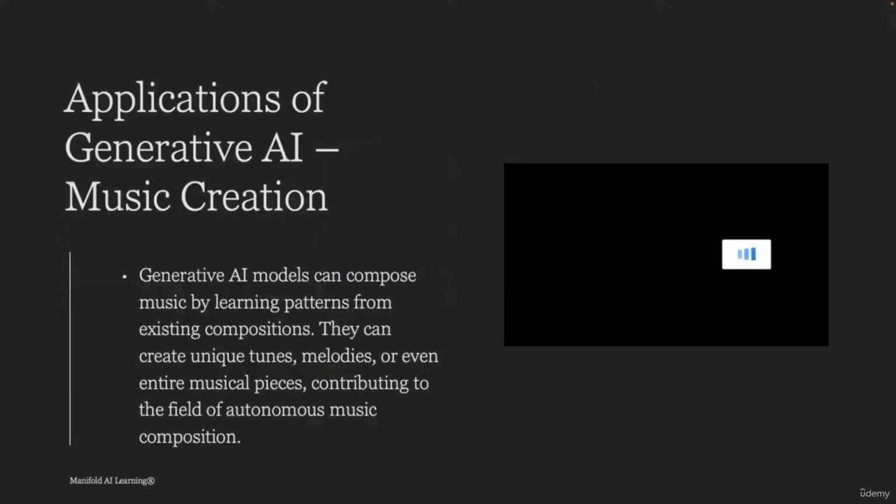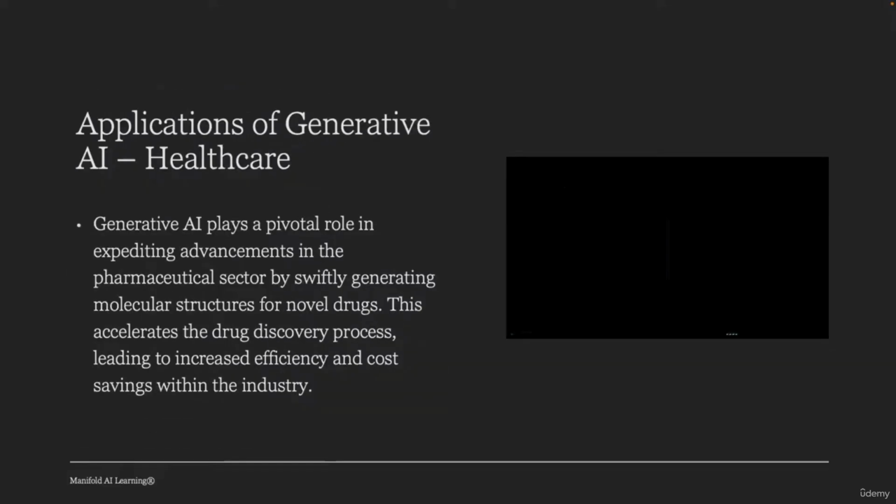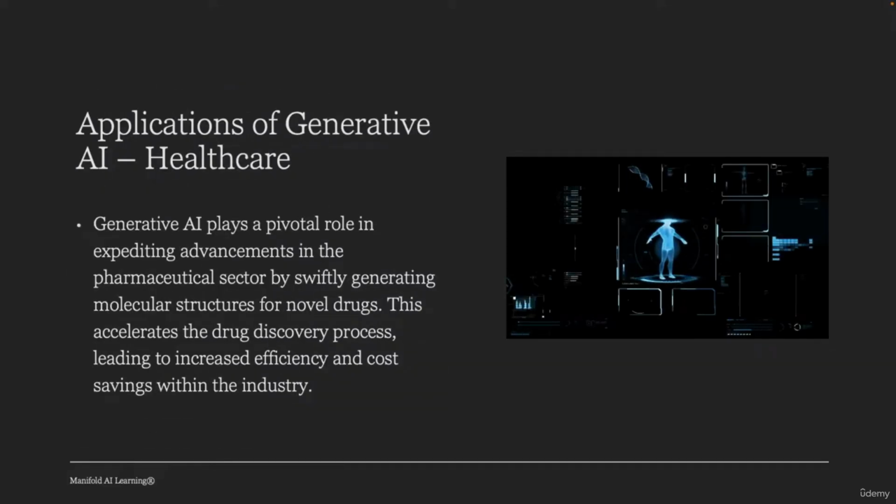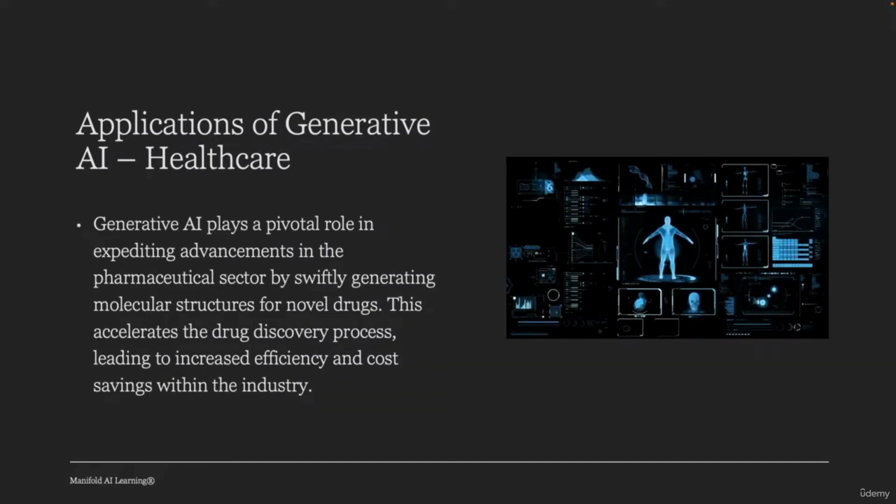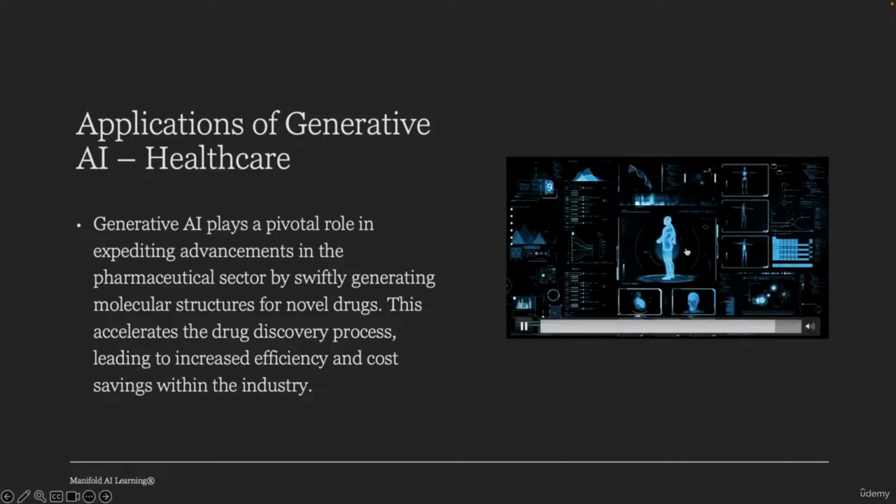Some other examples would include music creation. Generative AI models can compose the music by learning the patterns from the existing composition. It is used in healthcare. It is going to play a key role in expediting the advancements in the pharmaceutical sector by swiftly generating the molecular structures for novel drugs. So there are various applications as well, guys. Let me give you some more realistic examples.